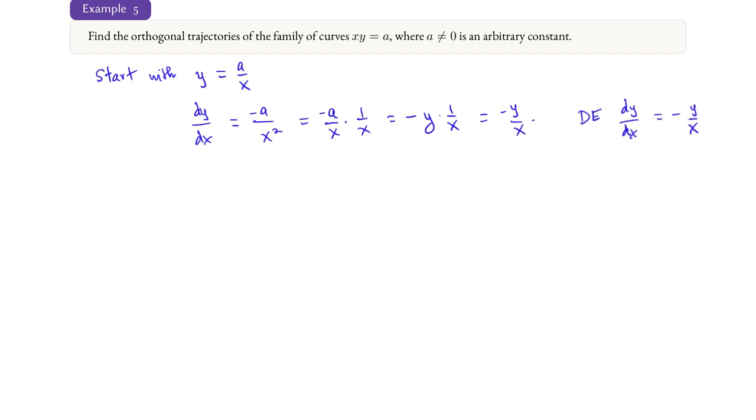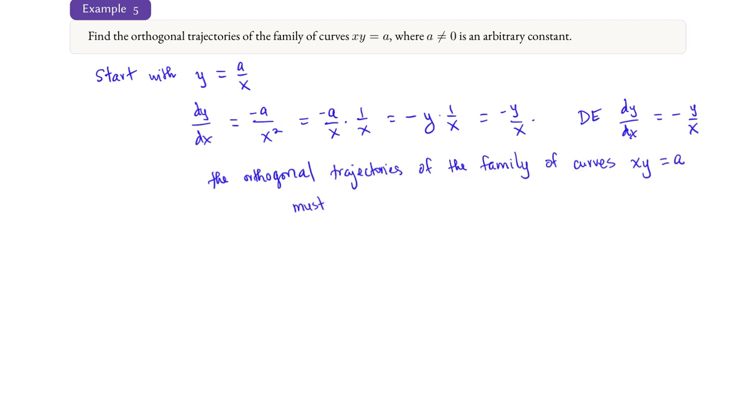We know that this is the differential equation, dy dx equals -y over x. Any orthogonal trajectories to the curve must have a slope of dy over dx equals x over y. And that is, since the original curves have the slope -y over x, the orthogonal trajectory has to have the negative reciprocal, which is x over y.